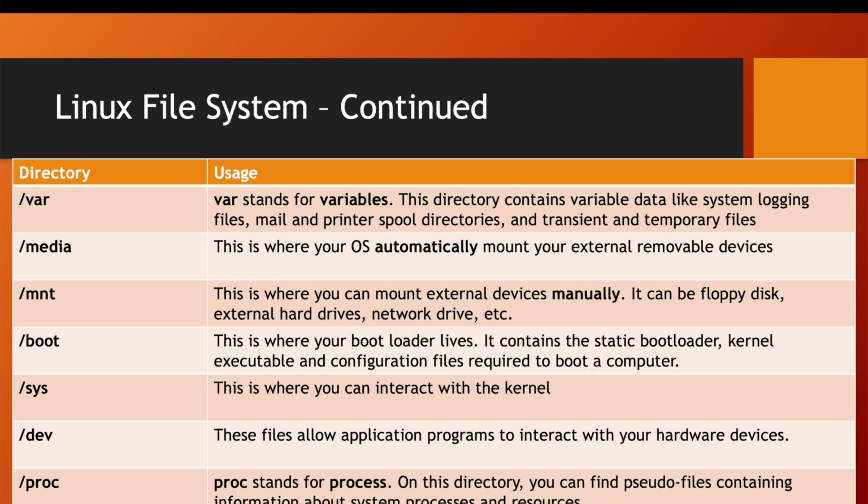So the very first thing is the /var directory. What is the /var directory? Var stands for variables. This directory contains variable data, like system logging files, mail or printer spool directories, and transient and temporary files. Whenever your application is down and you want to see the logs, most of those logs will be placed under the var directory, because the temporary files are all stored over there. And after some days, those files are automatically cleaned up.